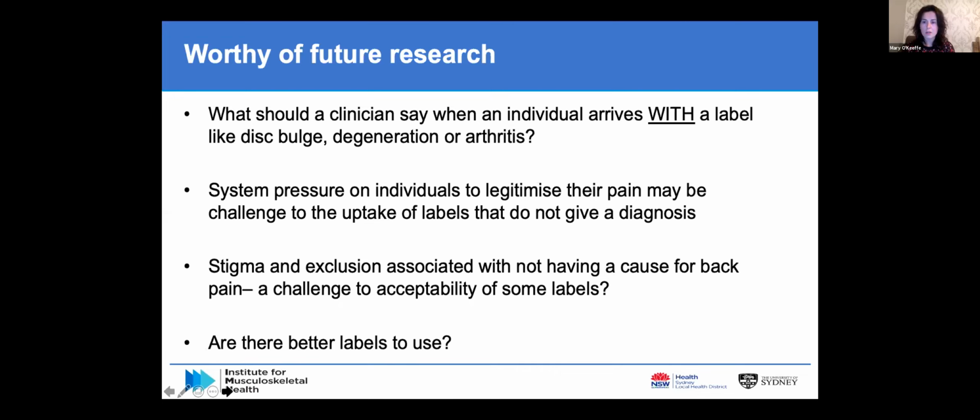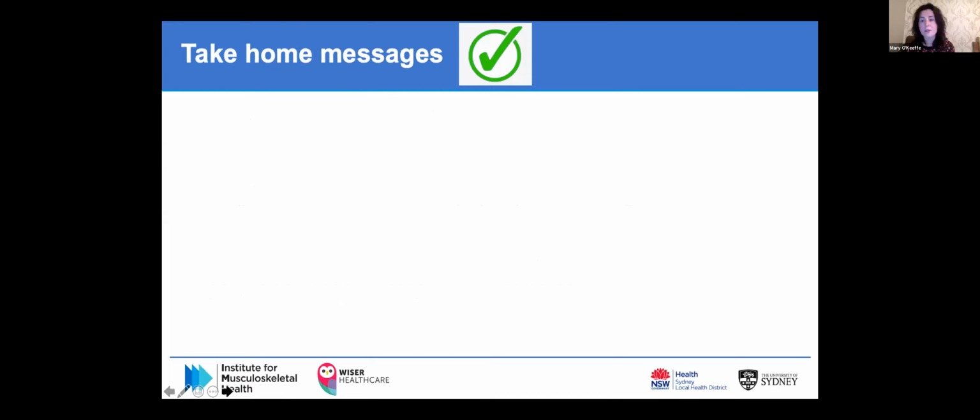So the take-home messages from this trial would be, what you call low back pain matters. The words you're using matter, the language you're using matters, from the time the person goes in the door to when they leave. So when you're doing your treatment, how you're communicating how it works, how you're communicating what you're doing, matters to that person in front of you. So language, labels, words are really important.